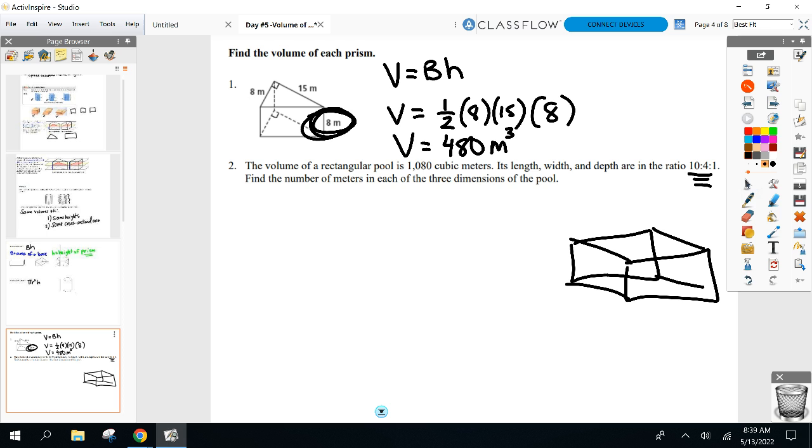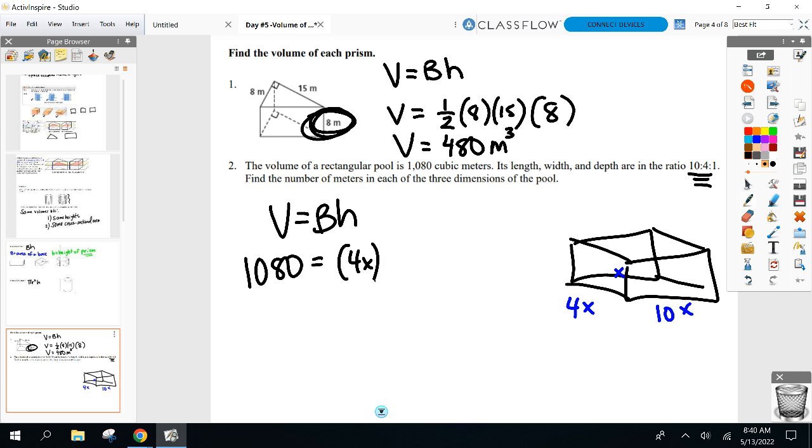Yep, there we go. Length, width, height. There we go. Depth. I'll still start out with the formula on the formula sheet. BH, volume, 10,080. All right, what's going in for big B? Even if you mess up, it doesn't matter because we're going to end up multiplying everything. But 4x times 10x times the height. Times the height. X.